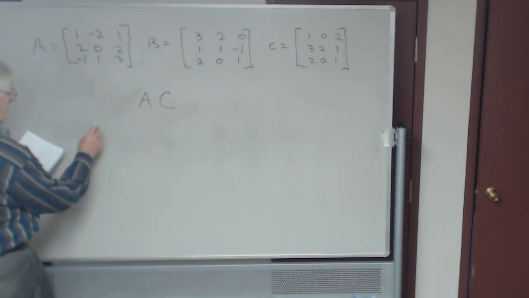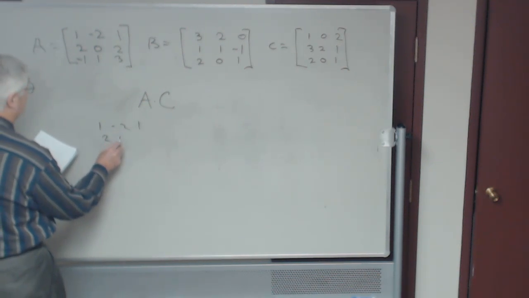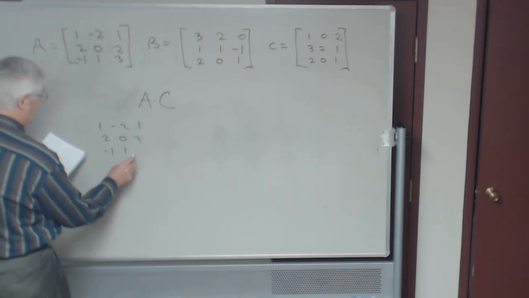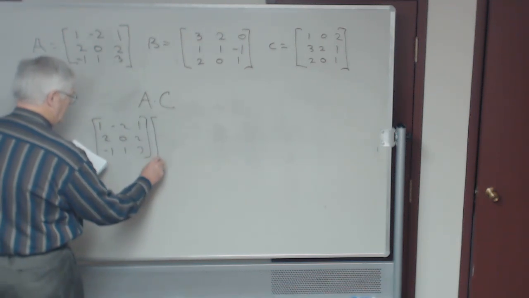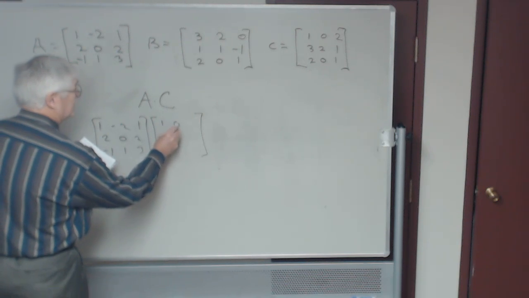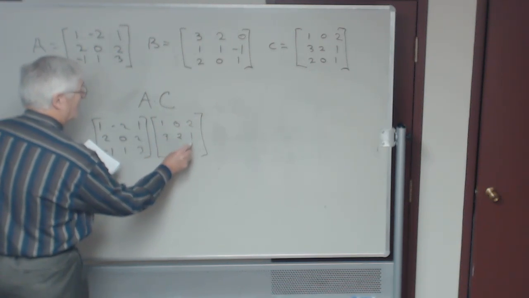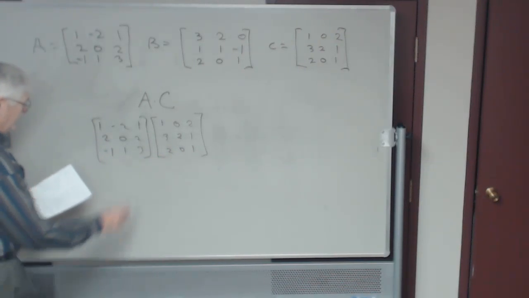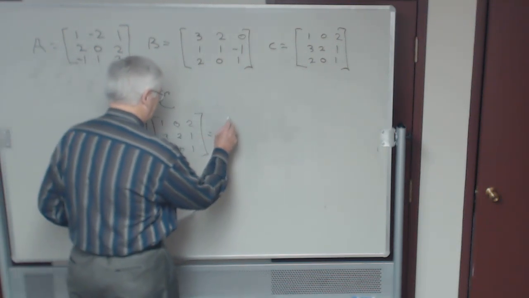So, A, 1, negative 2, 1, 2, 0, 2, negative 1, 1, 3, times C, 1, 0, 2, 3, 2, 1, 2, 0, 1. And we're multiplying those two. And what are we going to get for an answer?